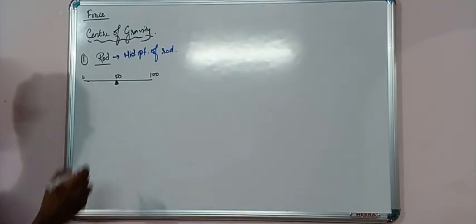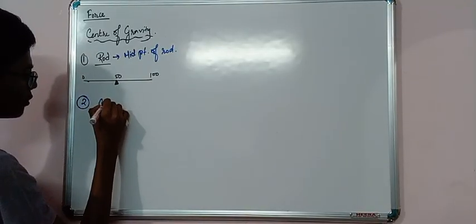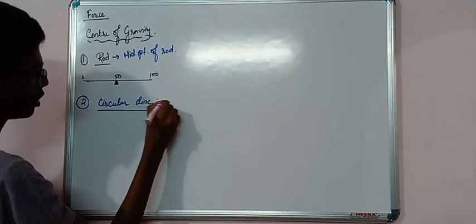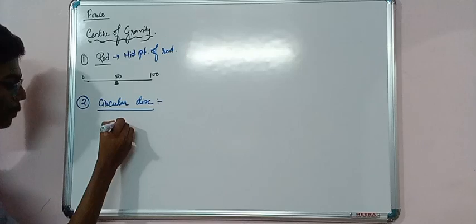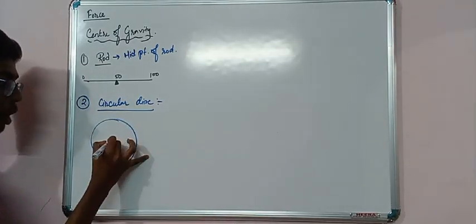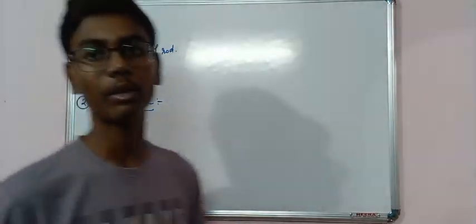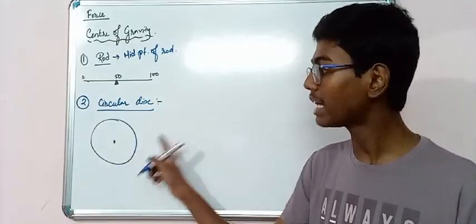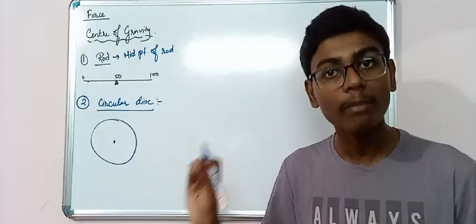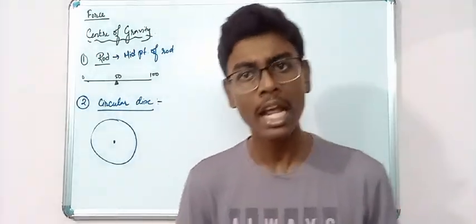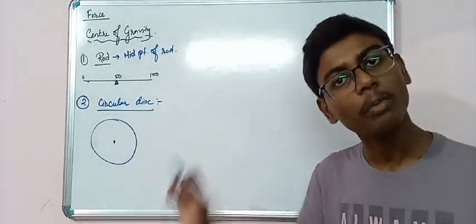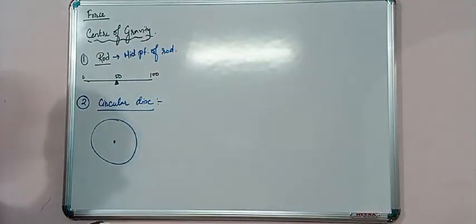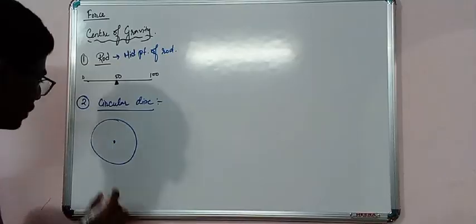Next is the circular disc. What in case of a circular disc? Suppose I have a circular disc like this. The geometric center is going to be the center of gravity. And see, here comes the example. The center of gravity is not lying on the body, it is outside. But somehow, by using strings and all, if we balance the body at this point, the body is going to be balanced. Okay? After this, we have solid or hollow sphere.